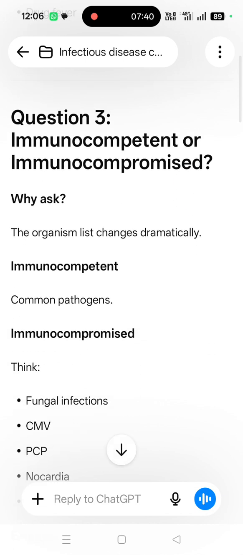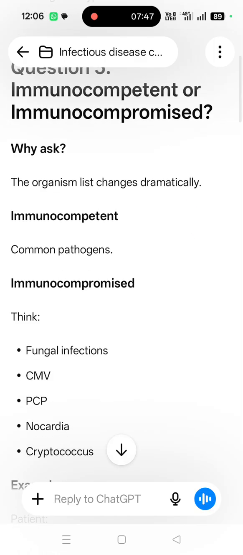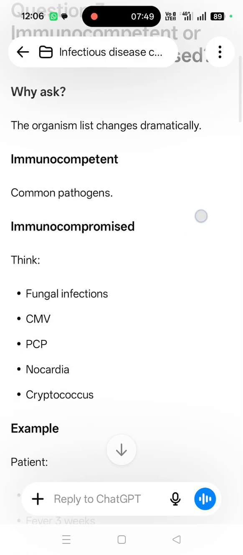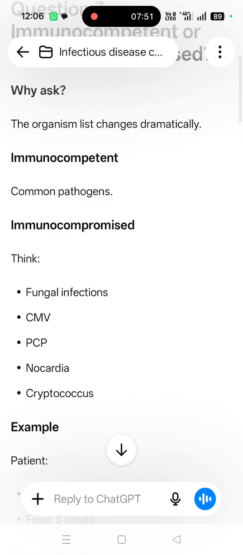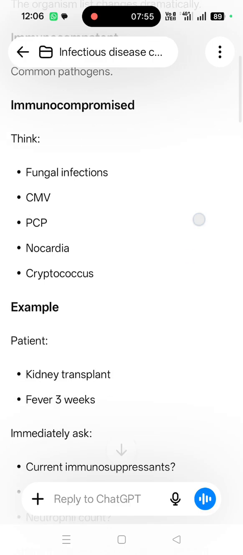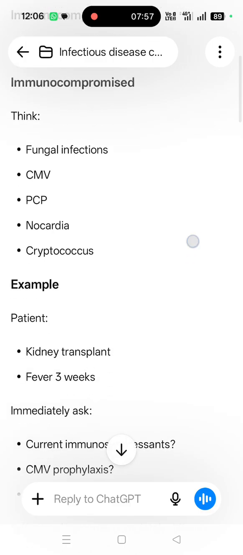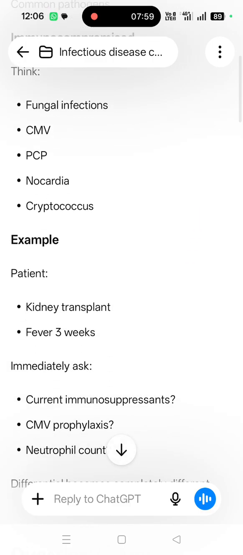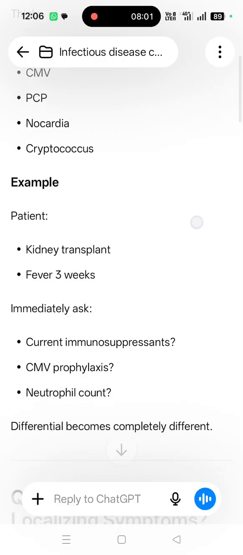Now, what third question can you ask with the patient: is the patient immunocompetent or immunocompromised? So, the organism list again changes dramatically. Immunocompetent patients have the common pathogens, whereas in immunocompromised patients, it can be fungal, it can be CMV, it can be PCP, nocardia, cryptococcus.